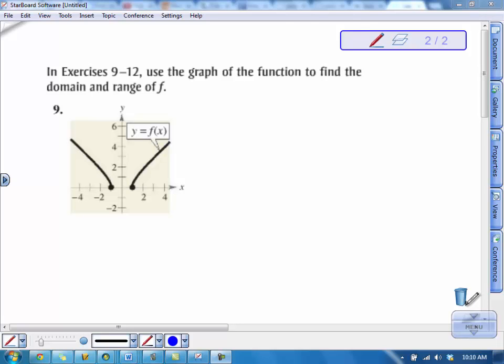All right, these are some more questions, starting with chapter 2 questions on the exam review. This is page 207, number 9. This question is similar to what you're going to have to do in the exam. It's going to ask you to find the domain and range of a function.